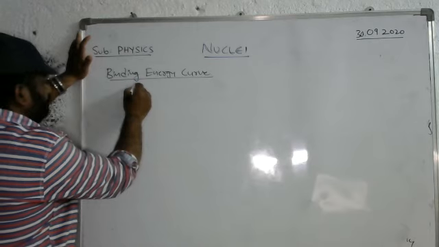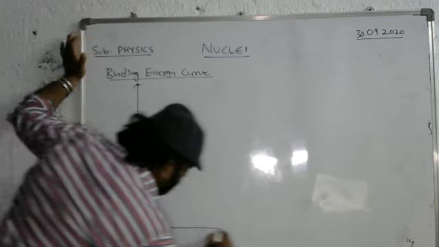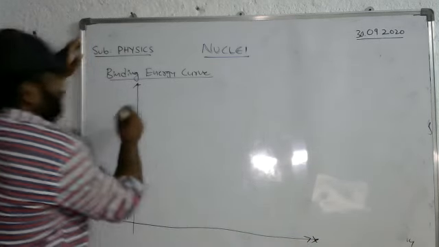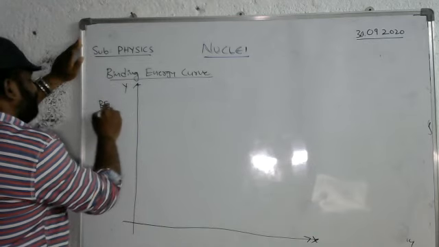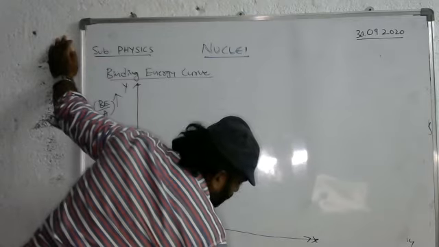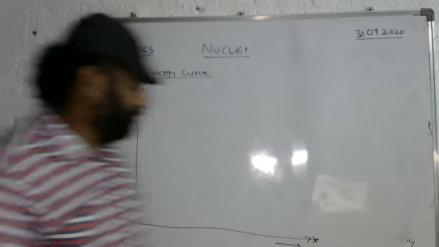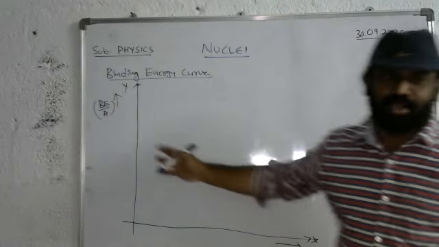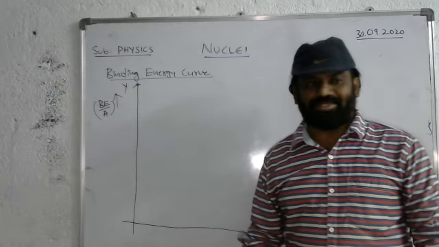Let us see. Let this be the x-axis and this the y-axis. On the y-axis we are taking binding energy per nucleon, and on the x-axis we are taking the mass number. We are plotting a graph between the mass number on the x-axis and the binding energy per nucleon on the y-axis.